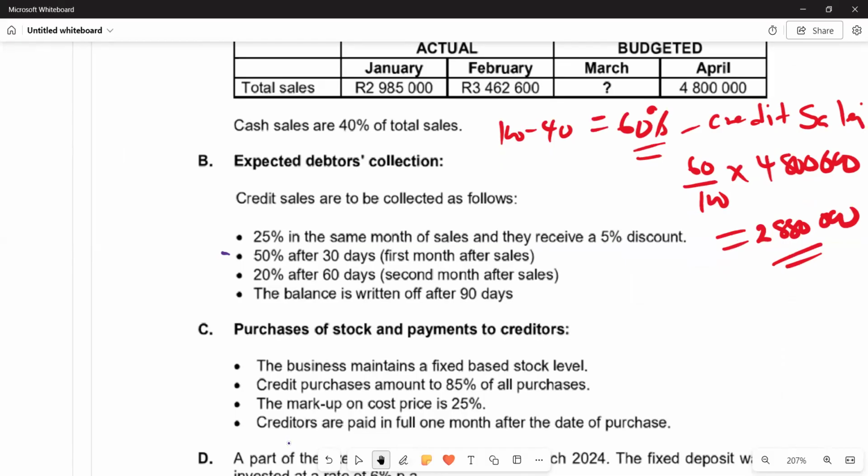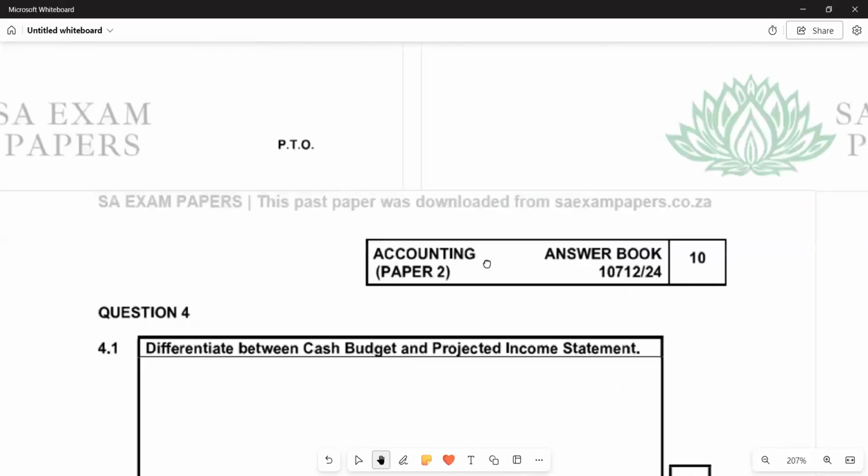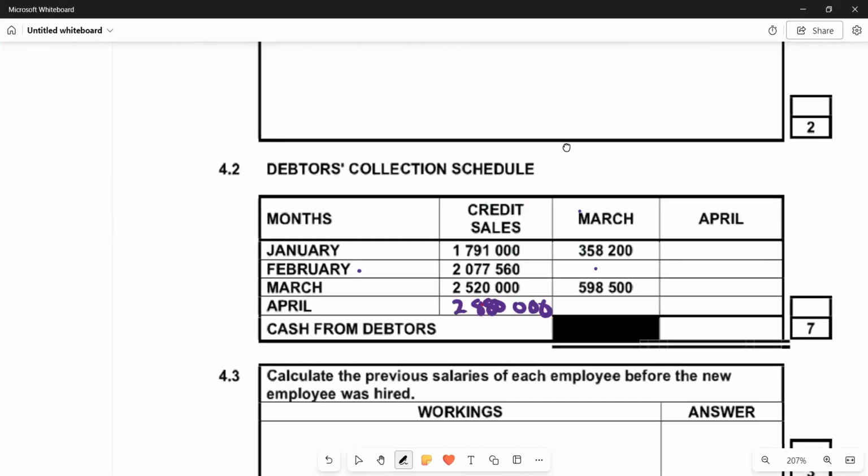After 1 month, it will now be April. So we go there and see the credit sales for the month before, which is the credit sales for February that are going to be received in March. We have got 2,077,560, and we know that we are given it as 50%, so we are going to say 0.5. 50% as a decimal becomes, remember, 50 over 100, we divide there, we're going to get 0.5. So we say 0.5 times the total for credit sales for February, which is 2,077,560. So we try to calculate it as such.